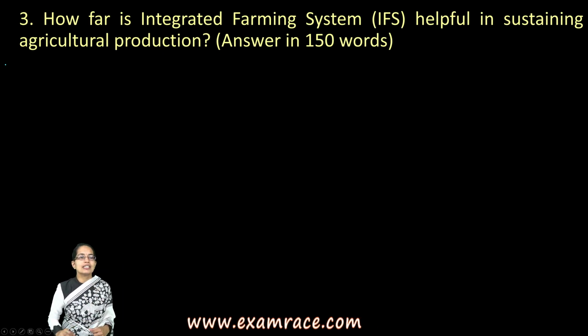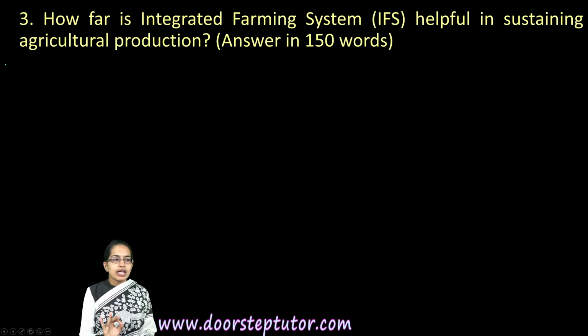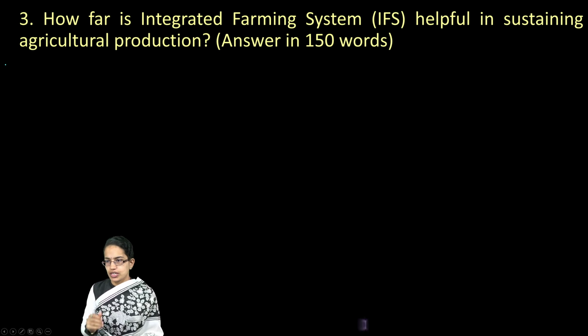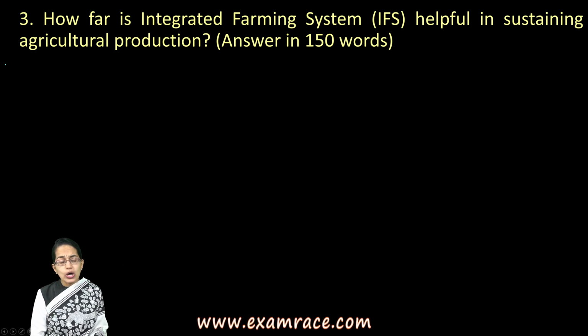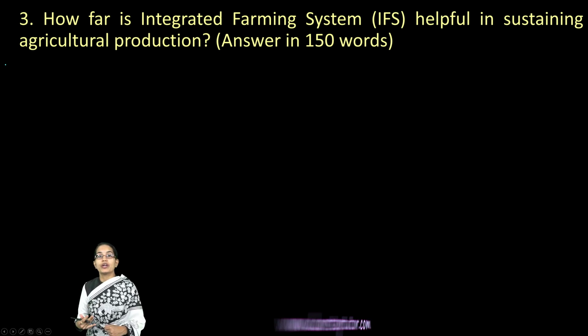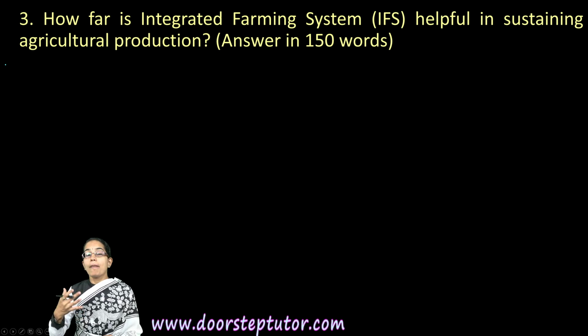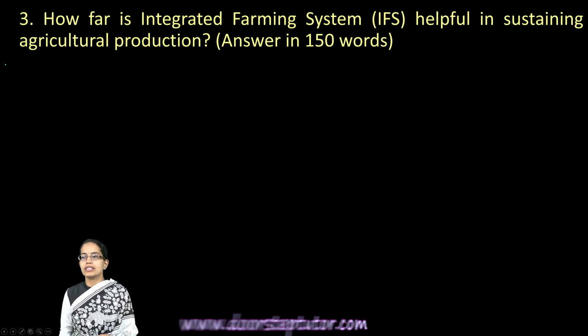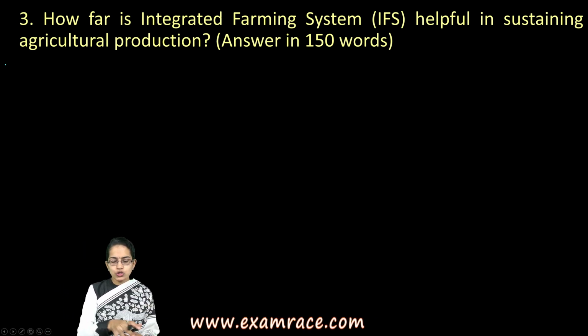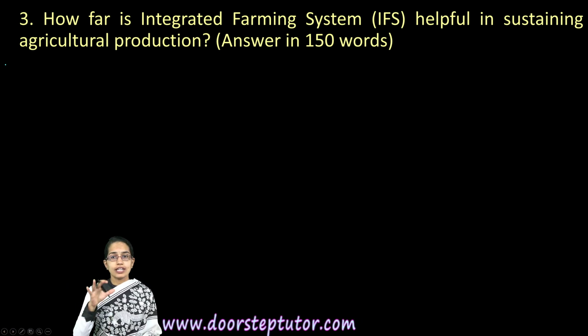The next is the integrated farming system and its utility in sustainable agricultural production. Whenever we are talking about the integrated farming system, it's an approach where we are focusing on efficient, sustainable cropping patterns and better resource management. So maintaining livestock, agriculture, vermicomposting, and organic farming all together under one head.